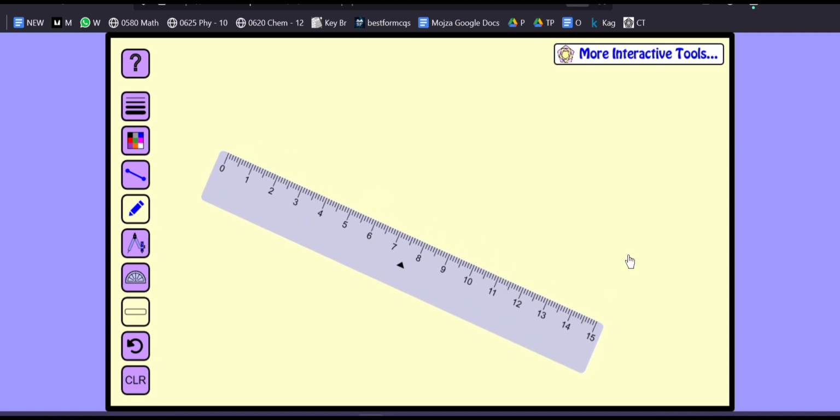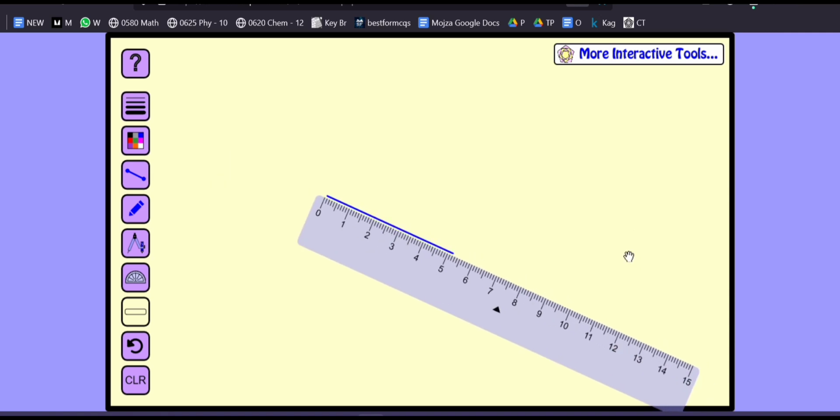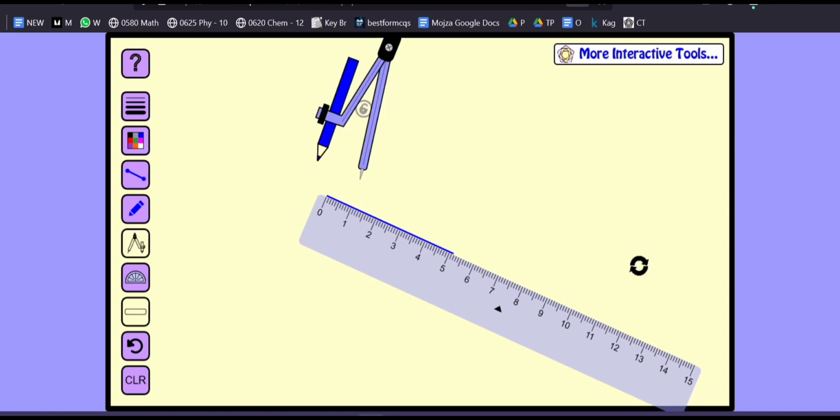Okay, take your pencil, start from a line, or actually I'm just going to start here from 4 till 8, like this. I just made a random line. I don't know how long it is, but that's the problem of my compass. Okay, now I'm bringing my compass over here.